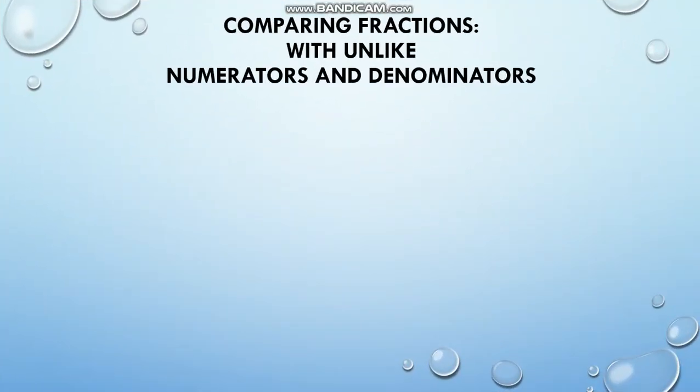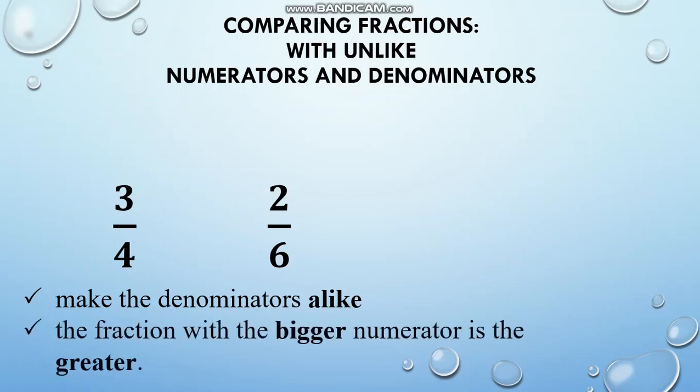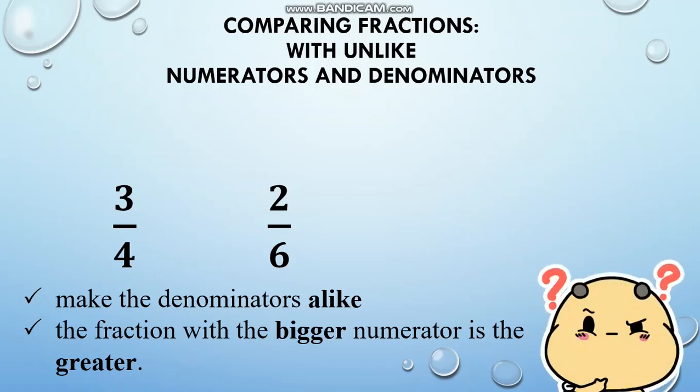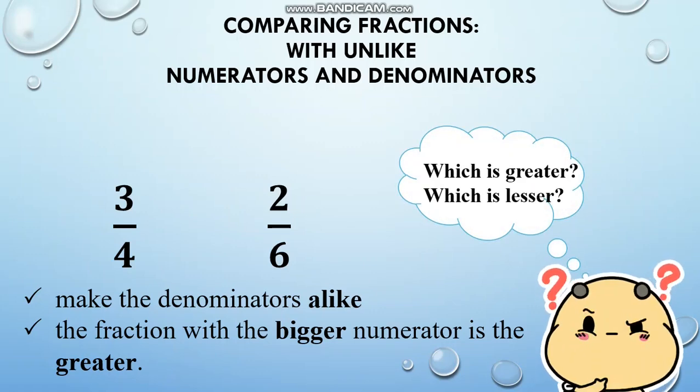So when we're comparing fractions with unlike numerators and denominators, first, make the denominators alike. We do this by finding the LCM of the denominators. Next, the fraction with the bigger numerator is greater. So the fractions 3/4 and 2/6, which one is greater and which one is lesser? 3/4 is greater than 2/6.